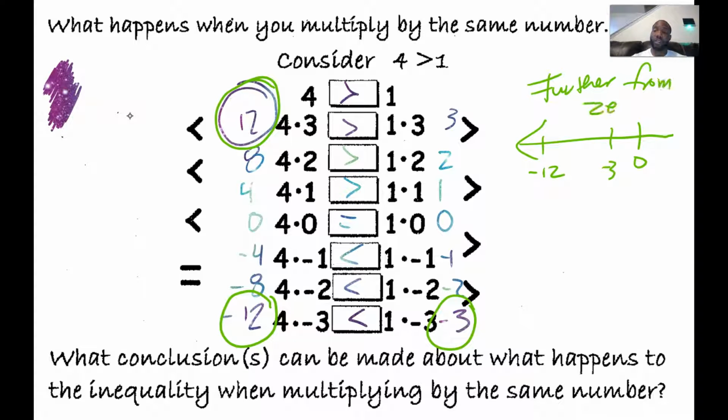That's something that you need to write down somewhere. The reason why we flip the inequality symbols is because when you multiply by a negative, the positive number becomes a very large negative, or the negative number now becomes a positive number. So you're basically changing the order of where the number appears on the number line.